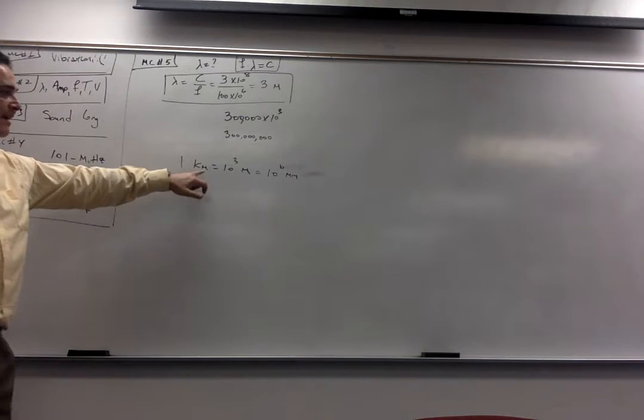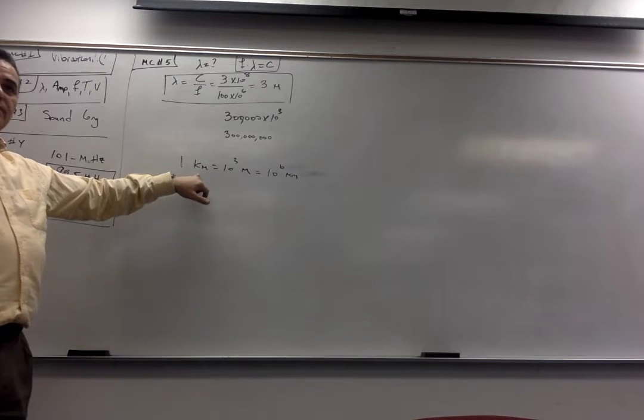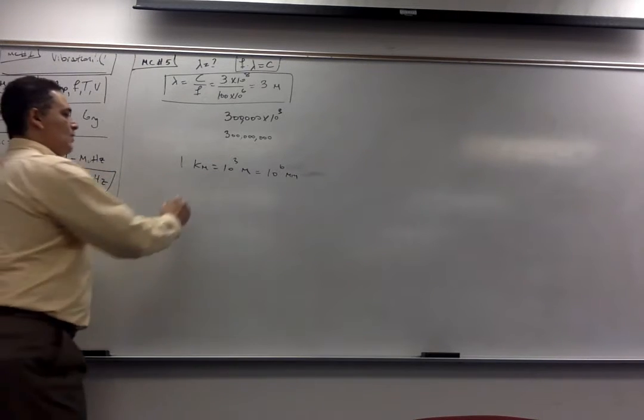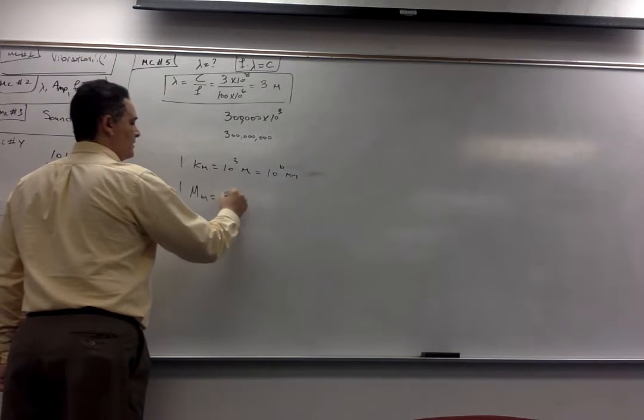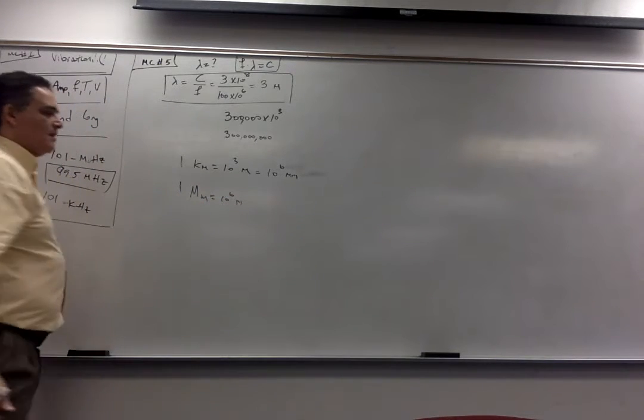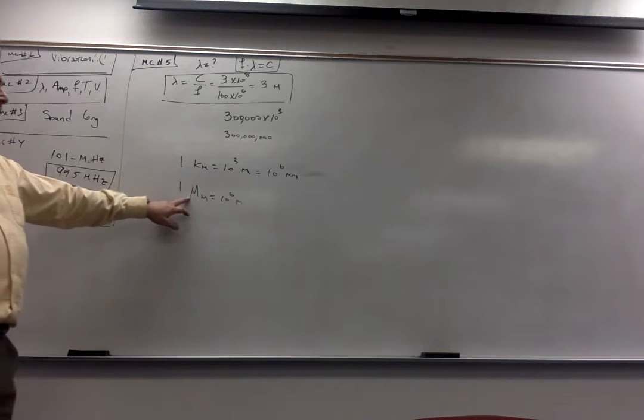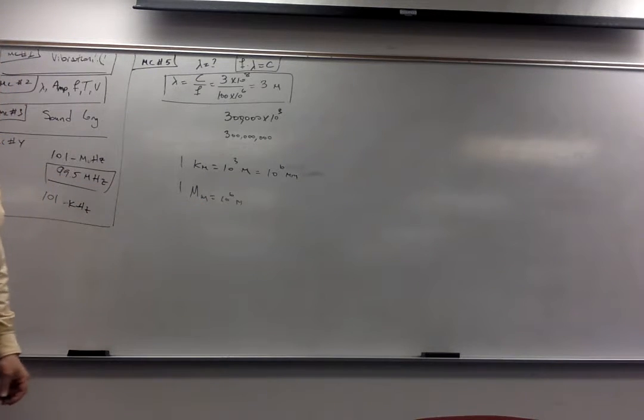So a km is 1,000 m, right? Okay. If I said 1 million meters, this would be the 10 to the 6. So the big M would be a million meters. Right?